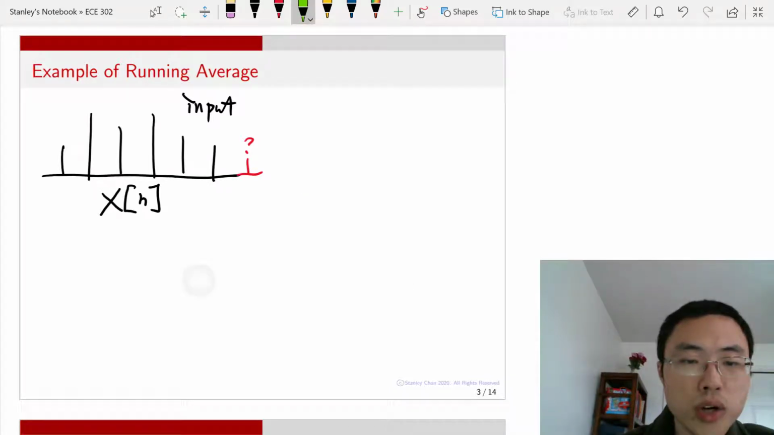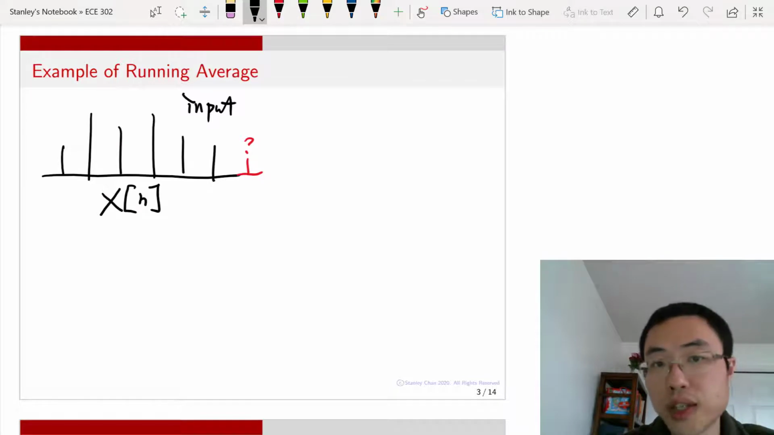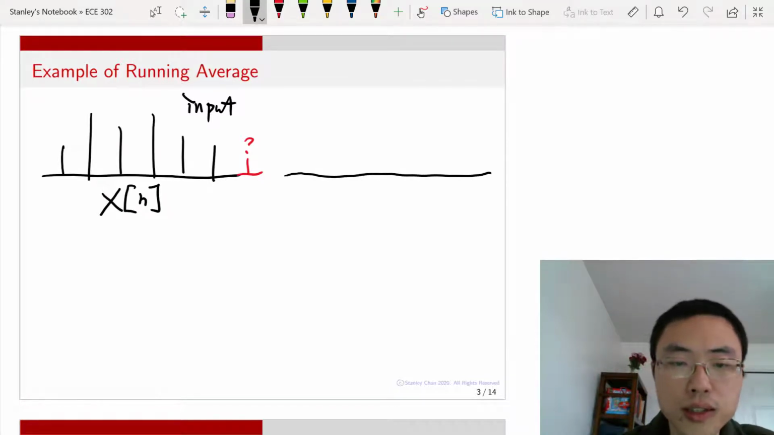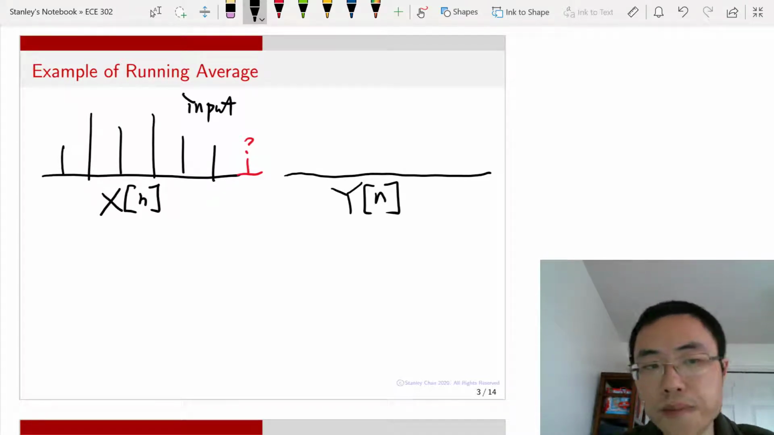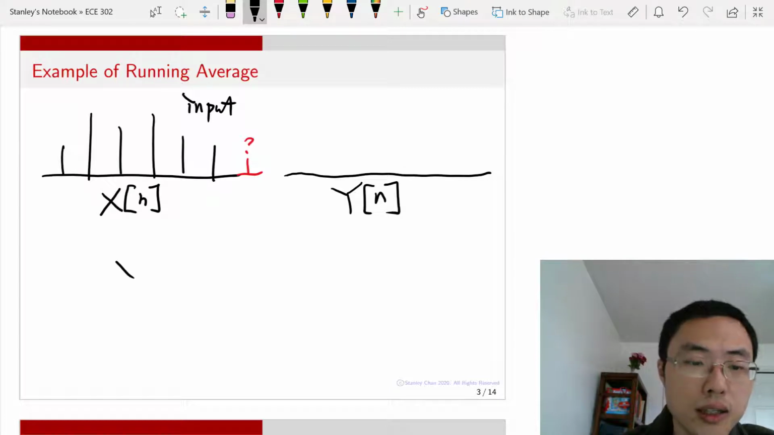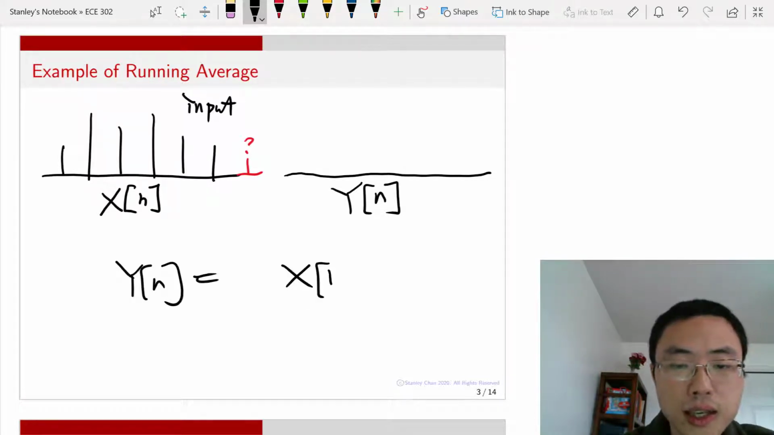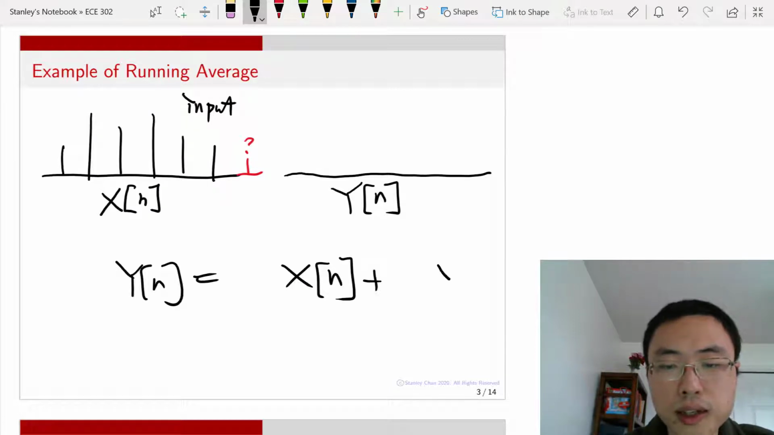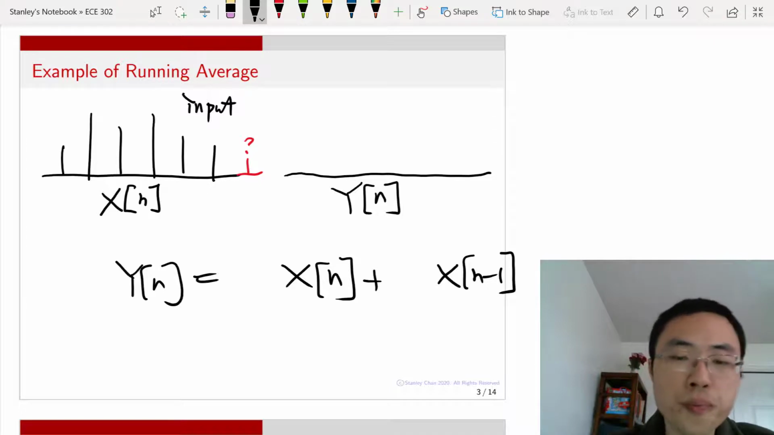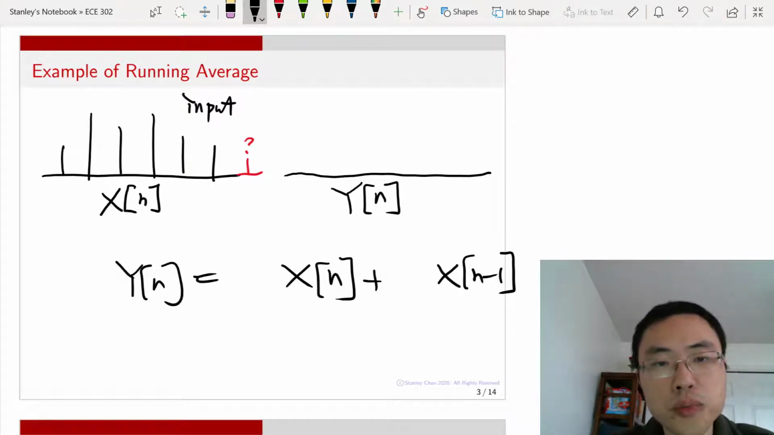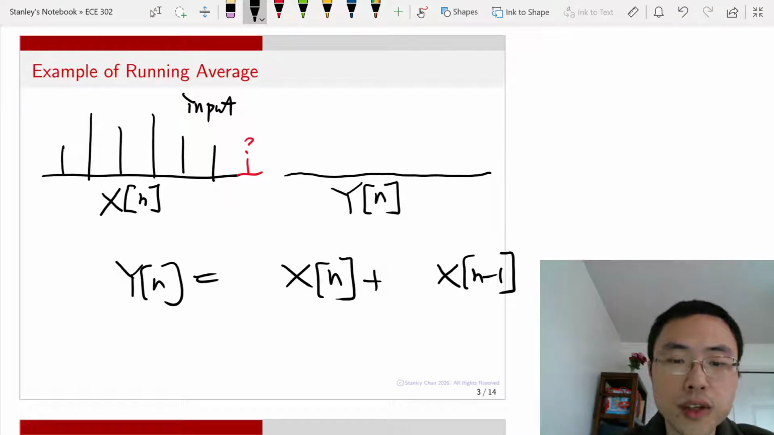Well, the way to do this problem is to look at some statistics, and I'm just showing you one of the simplest possible ways of looking at the statistics. So let me just define a signal called y of n, and this y of n is defined as x of n plus x of n minus 1. Just an extremely simple combination of the current value and also the previous value.